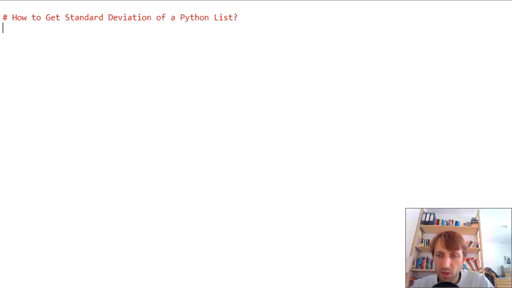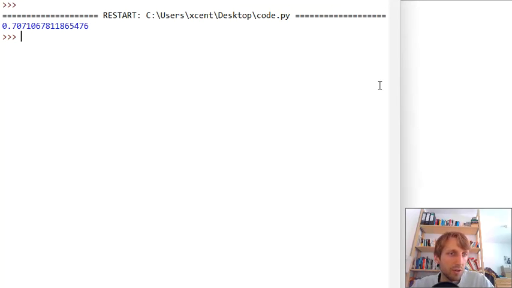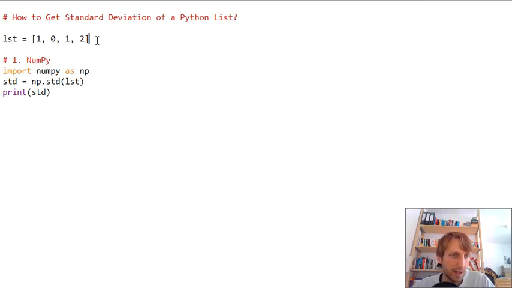Okay, so how to do this with a Python list? Say we have the following Python list of some values. Our first approach is to use NumPy. I would say this is also the simplest approach. So we import NumPy as np, and now we calculate the standard deviation as np.std, short for standard deviation. We pass the list into the std function and print the result. Very simple. If we do this, we get 0.707. So this is the standard deviation of the list.